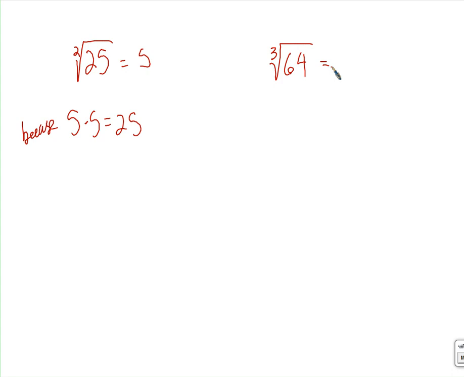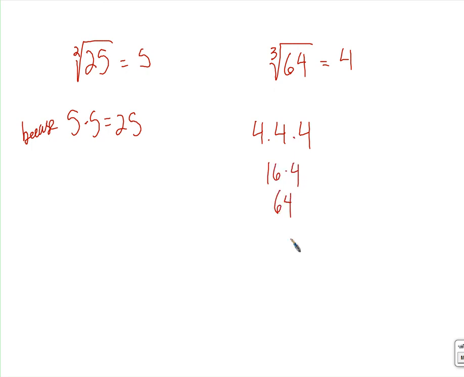Yeah, like multiply something three times by itself to get 64. So what is that number that you multiply by itself three times to get 64? Four? Let's check it out. 4 times 4 times 4. If that comes out to be 64, then yeah, 4 is the cube root of 64.